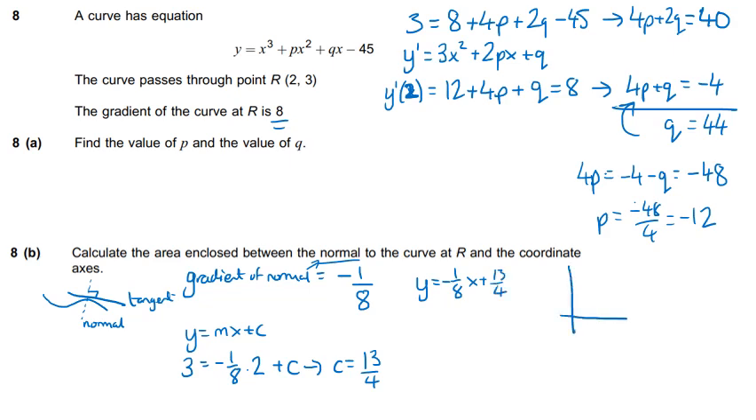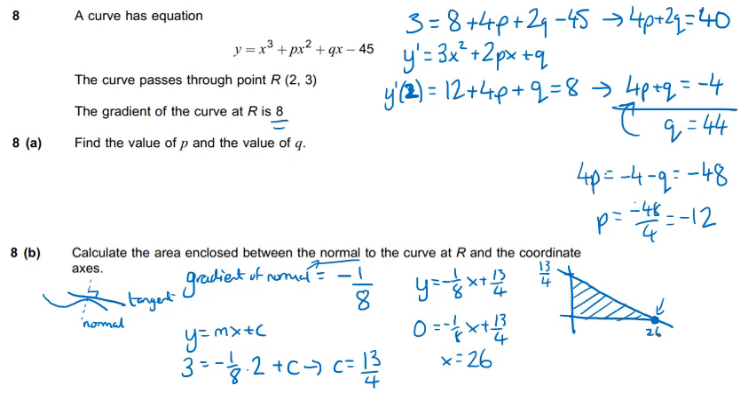So what does that look like? Well, it's got a negative gradient that crosses the y-axis at 13 over 4. So basically we're asked to find this area between the normal and the coordinate axes, so between the x and y axes. So what we really need to find is the value of this point. Well, that's just the value of the normal when y is 0. So 0 equals minus 1 over 8 x plus 13 over 4. So x is equal to 8 times 13 over 4, so 2 times 13, 26. So this value here is 26.